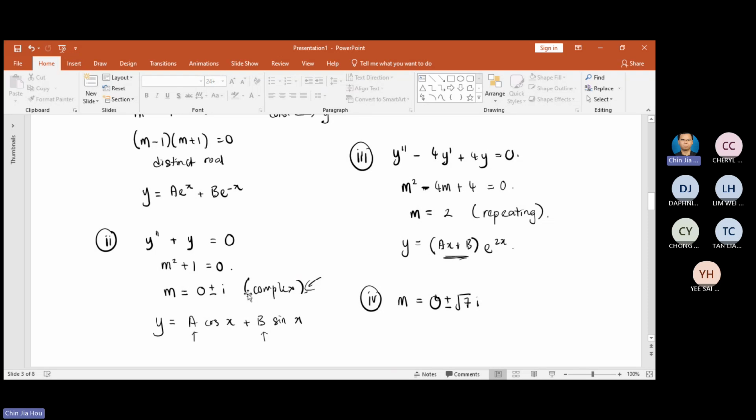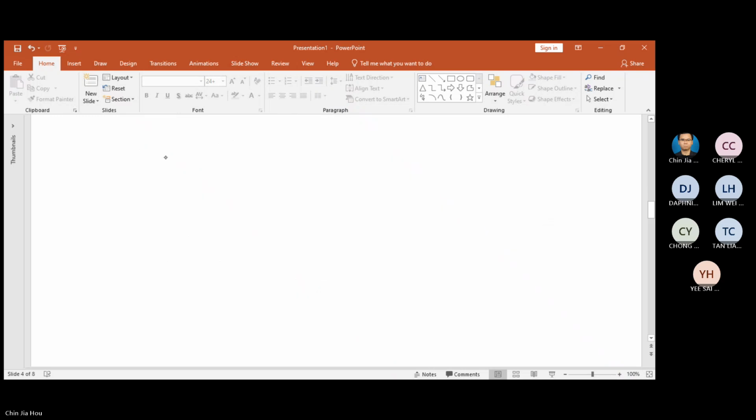Okay, that's the homogeneous second order ODE. Now, same thing, but what if we have initial values for part 1? I'll discuss for part 1 only. y double prime minus 4y prime plus 3y equals 0. Characteristic equation: m squared minus 4m plus 3 equals 0.